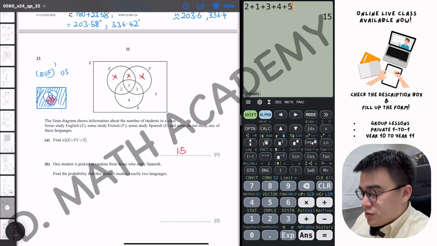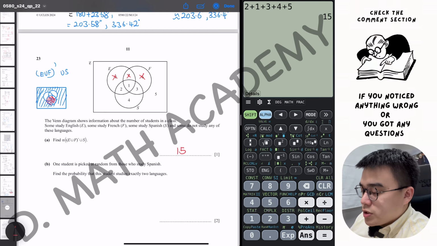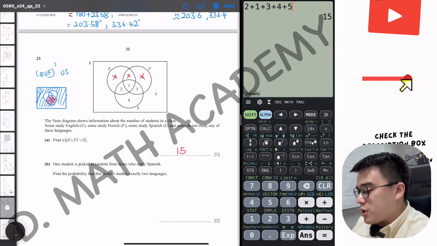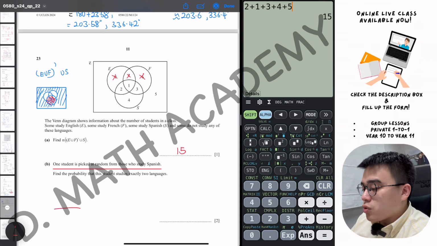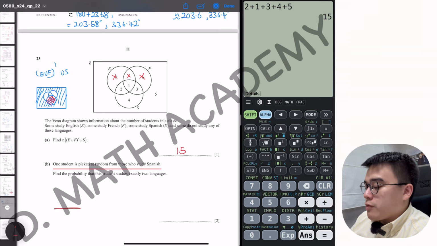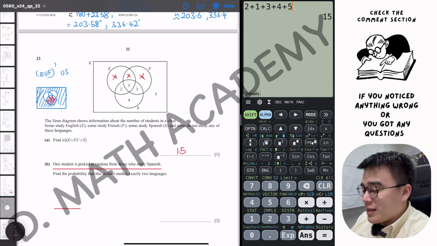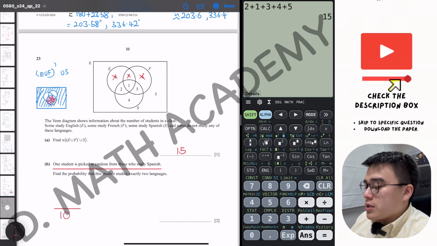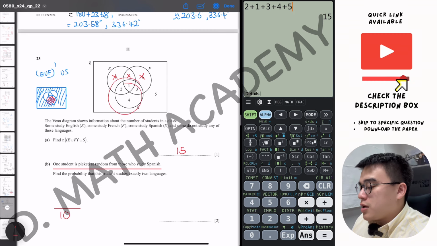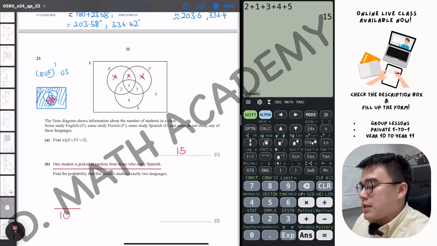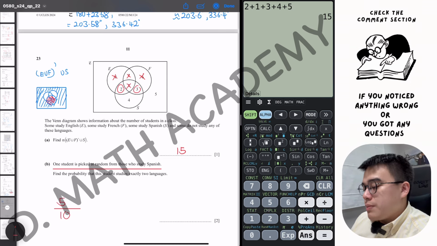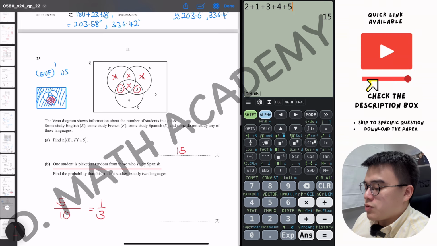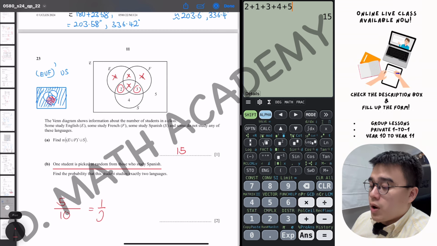Okay, and then the next question is actually a probability question. One student is picked randomly from those who speak Spanish. So if they put it like this, this is a reminder to you that your denominator is fixed on those who speak Spanish. So if I were to make a quick calculation, I will get a 10 there. Okay, and then they wanted from this Spanish circle here, who else also speaks exactly two languages? The one is deliberately excluded from this process because it covers the person who speaks three languages. So from this simplification, it will be 1/2.